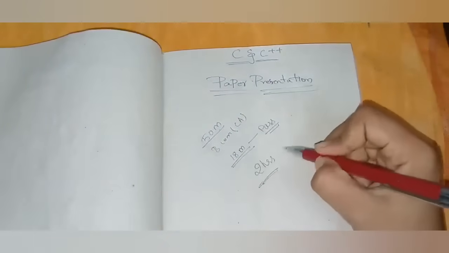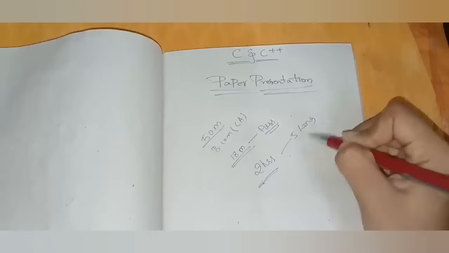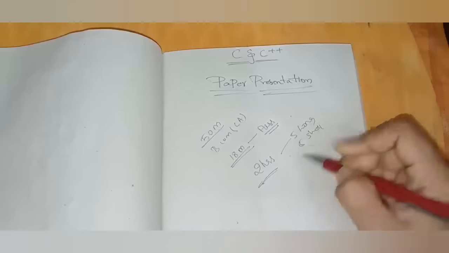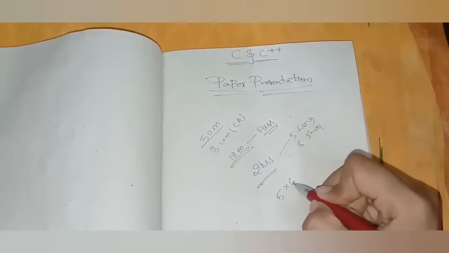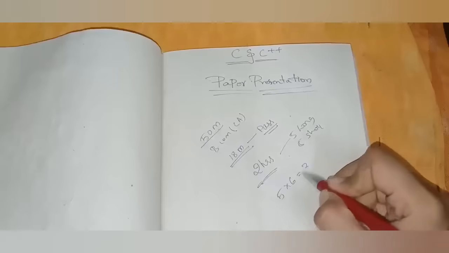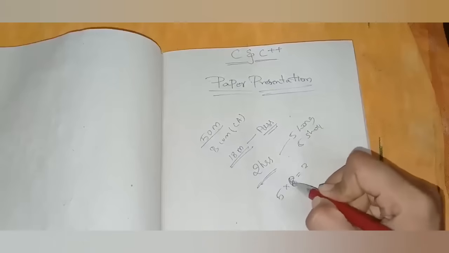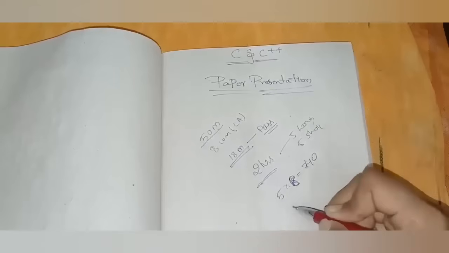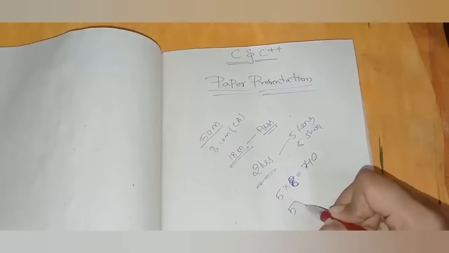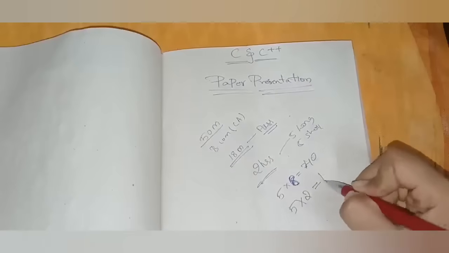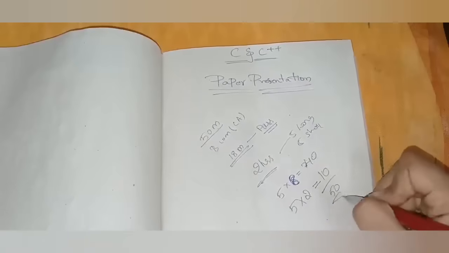In this 2 hours, you need to attempt 5 long and 5 short. Long consists of 8 marks each. So 5 8s are 40 marks. And in short, you need to attempt 5 questions. Each question carries 2 marks, so 10 marks total, 50 marks like this.